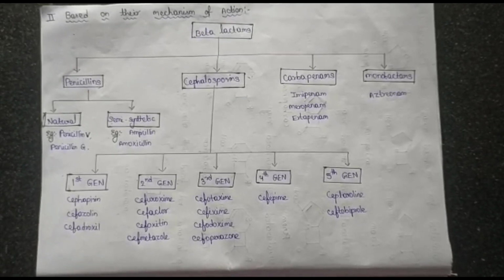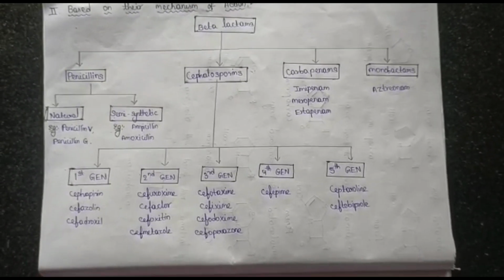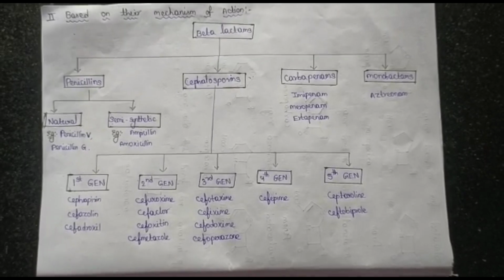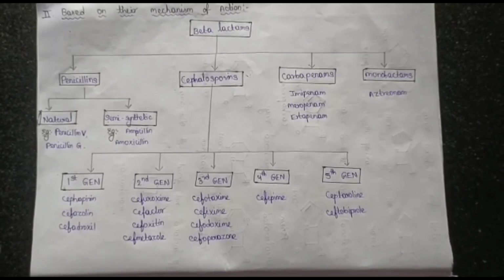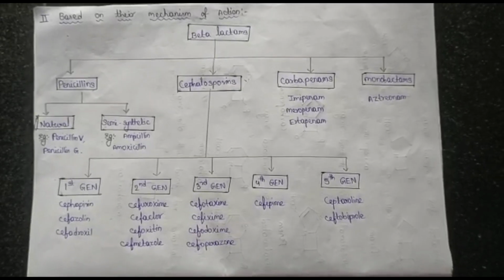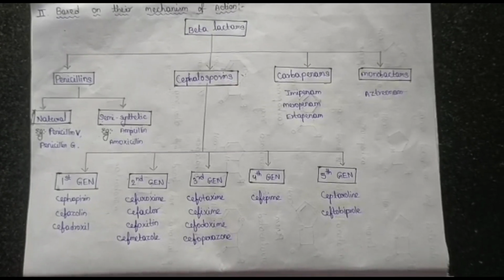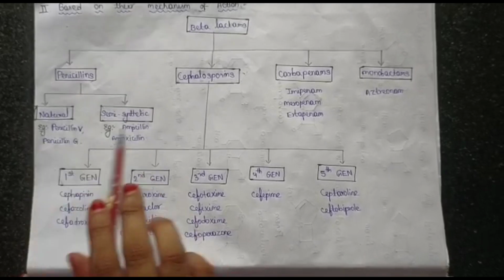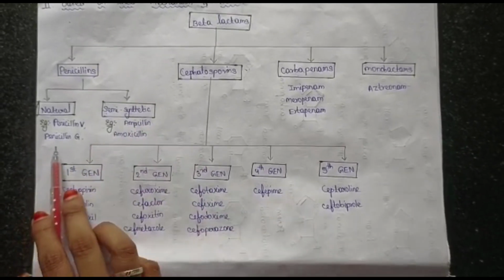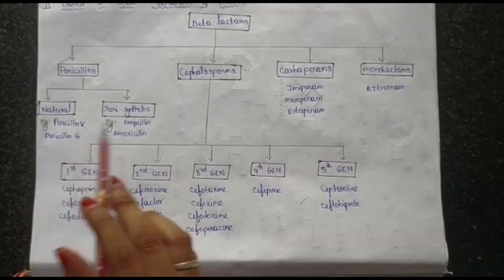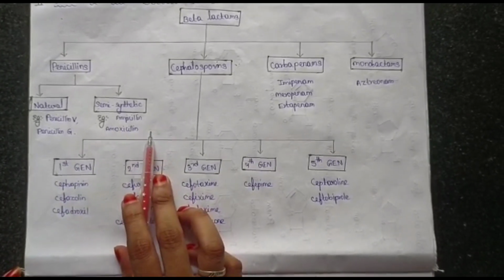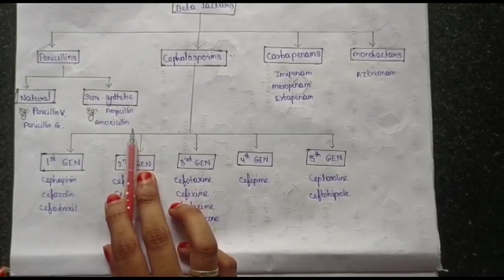The second category is based on their mechanism of action. Beta-lactams are categorized into 4 types: penicillins, cephalosporins, carbapenems and monobactams. The penicillins are again divided into 2 types: natural penicillins and semi-synthetic penicillins. Examples of natural penicillins are penicillin V and penicillin G. Examples of semi-synthetic penicillins are ampicillin and amoxicillin.